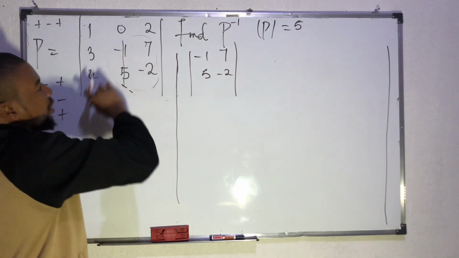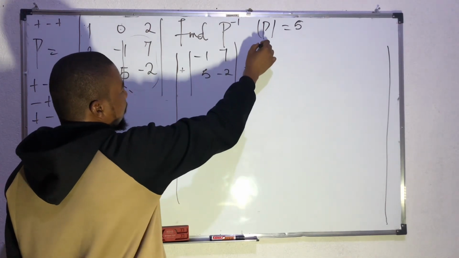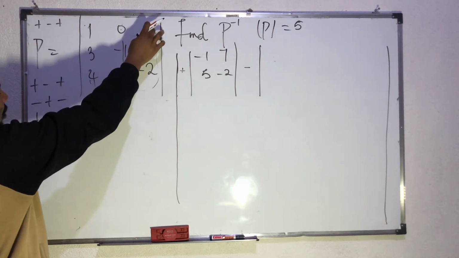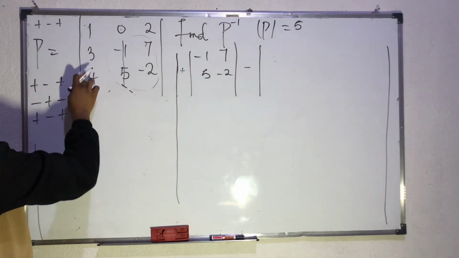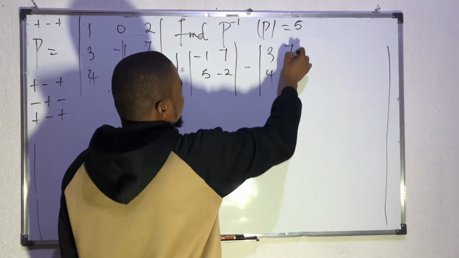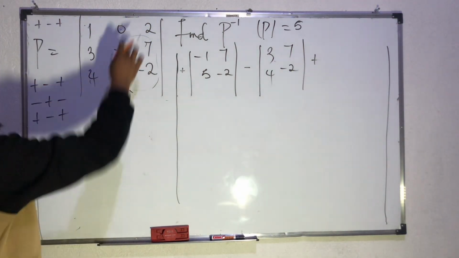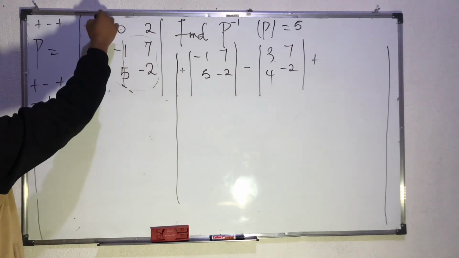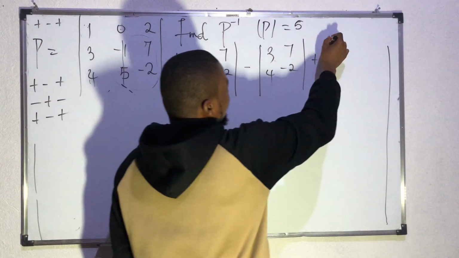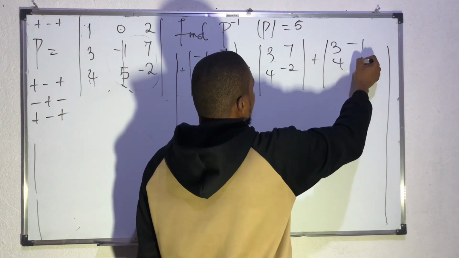So for this one, remember that this is a plus. This is now going to be a minus. So for 0, we hide the row where 0 is found and the column, and we have 3, 4, 7, negative 2. And for the last one, it's a plus. That's for 2. We hide the row where 2 is found and the column, and we have 3, negative 1, 4, 5.